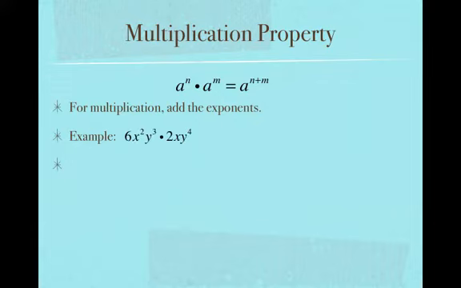Here's an example. We have 6x squared y cubed times 2xy to the fourth. So the 6 and 2 out in front, those are just normal numbers. It's okay to multiply those. So to multiply those, we get 12. And then we look at the variables. We want to combine the x's together and then the y's together. So we have x squared and x. That x there doesn't have an exponent, but we know if there's no exponent, it's a 1. So we're going to add the 2 and the 1 for the x and the 3 and the 4 for the y to get 12x cubed y to the 7th.